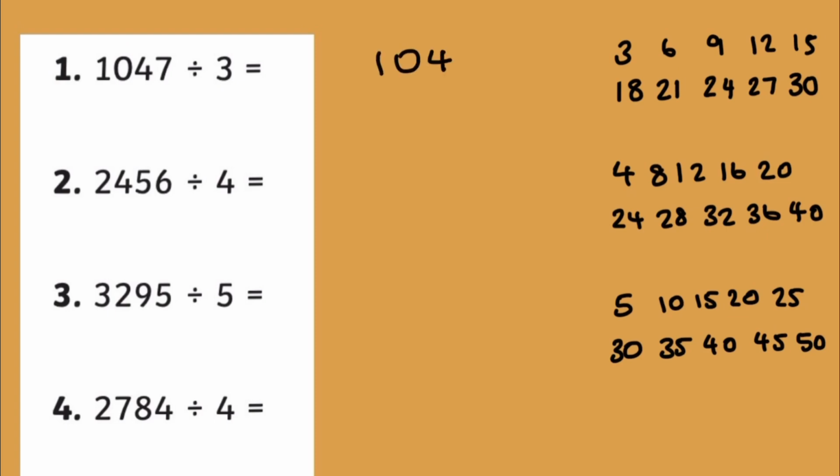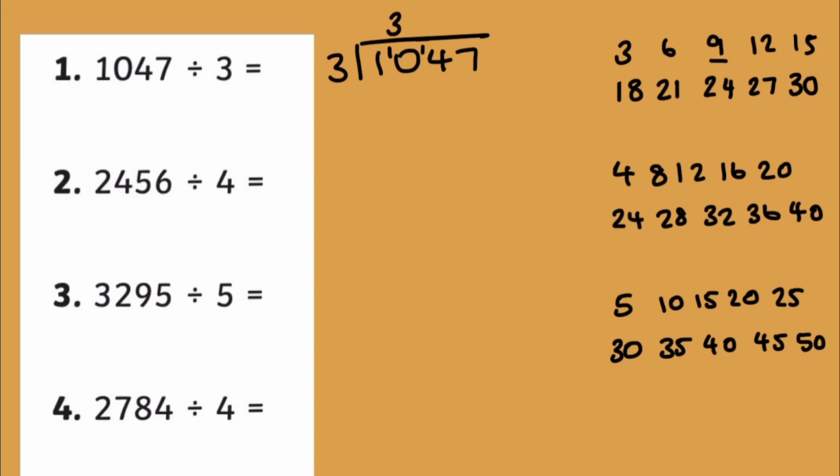We've got 1047 divided by 3. So you can see I've put it into my bus stop method. I can see I can't divide 1 by 3. So we now need to change that almost to 10. So 10 divided by 3, our closest number, because we can't go higher, so our closest lowest number is 9. So that's 3 lots of 3, and we've got 1 left over.